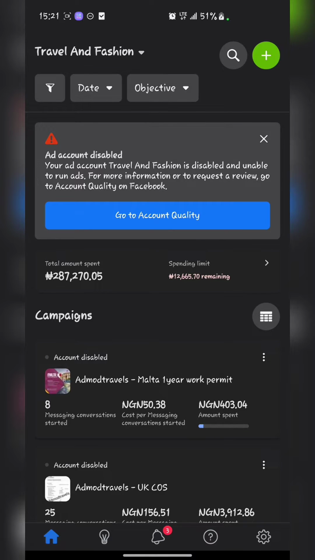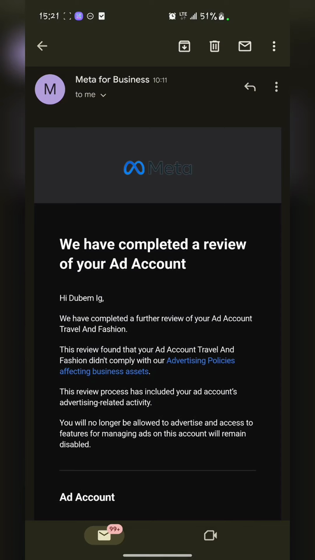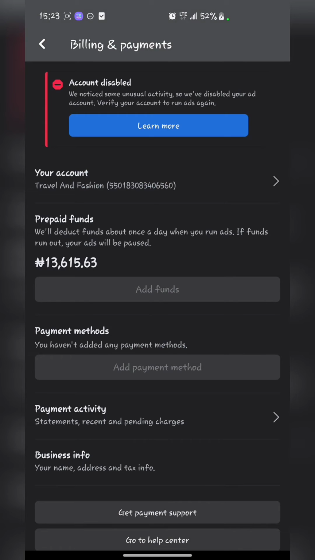My Meta ad account got disabled, so I commenced the process of getting it reviewed and resolved. Unfortunately, Meta responded saying the account will remain disabled. Decisions like this when taken by Meta are irreversible, but I wasn't going to give up on the account because the account has my client's funds in it.